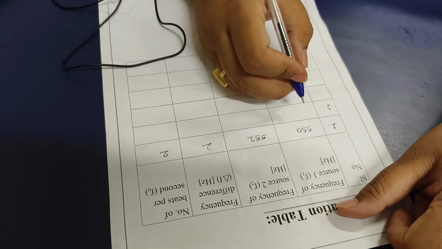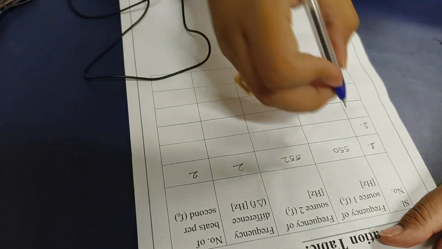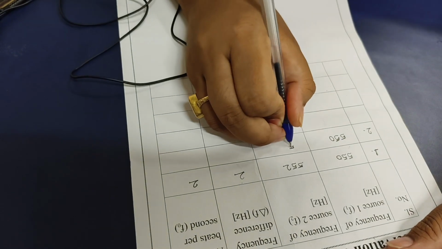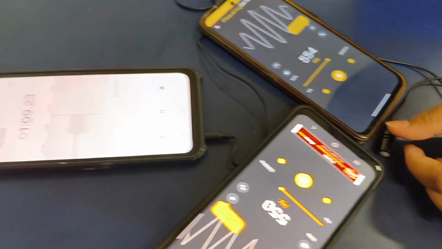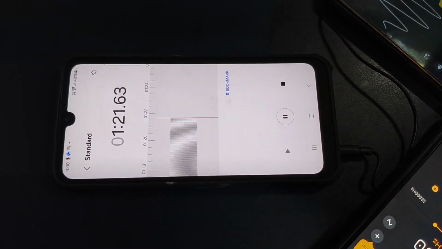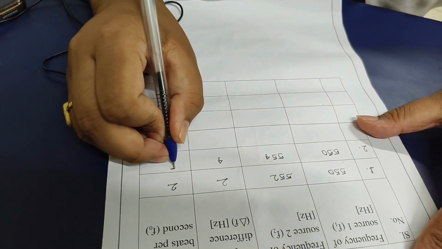So now we consider the frequency of source 1 constant, 550 Hz, and the frequency of source 2 will be 554 Hz. So the difference is 4. Now we are seeing, here we get the number of beats per second, that is 5.